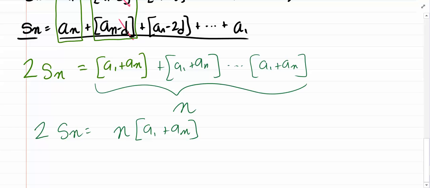Divide by 2. Divide by 2. So it's the proof, right?